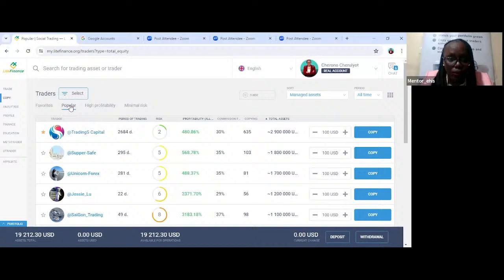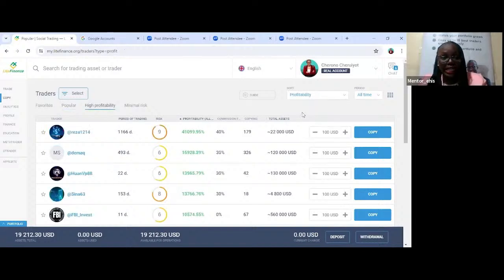So in terms of popularity, you will click on popular, and a list would show up. Yes, this is the list. So if you are to choose someone, on this side, I don't know if anyone can see my cursor, manage assets. When you want to pick on a trader, in terms of profitability, you can click on profitability. You would see this list changes. This is listed in terms of profitability.